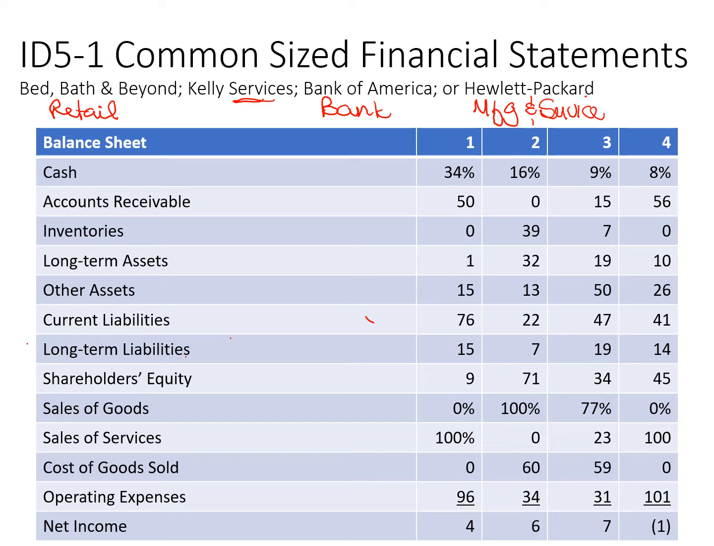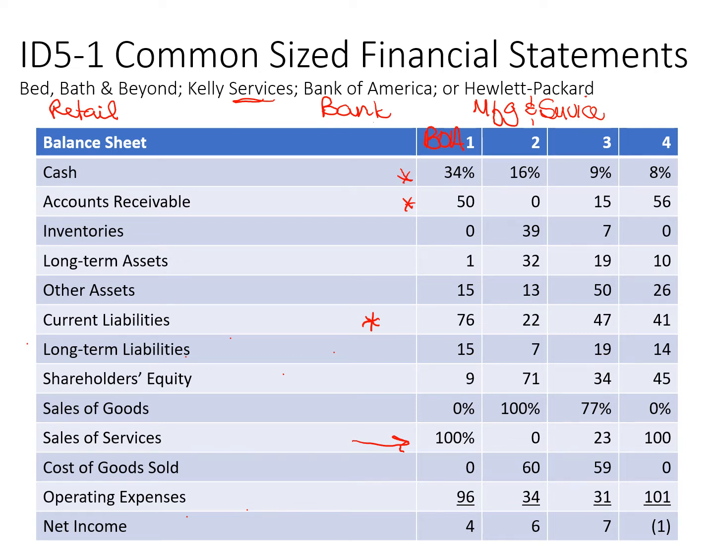So let's take number 1 and see. It has a lot of cash. It has a lot of accounts receivable. And oh, look at these current liabilities. It has a lot of current liabilities. It's in the service business because it has 0 cost of goods sold. I think it's probably Bank of America.